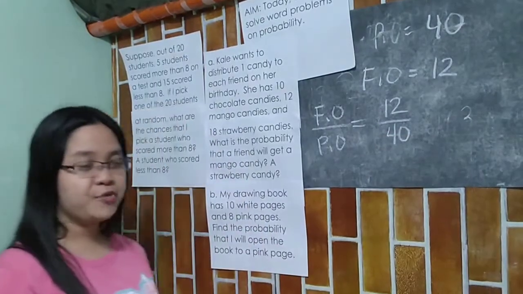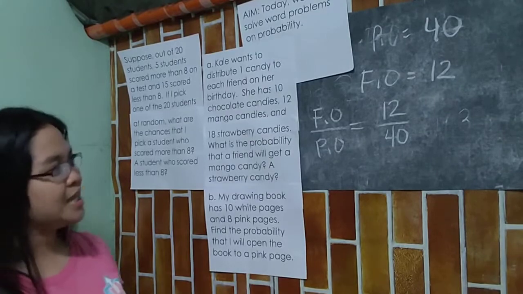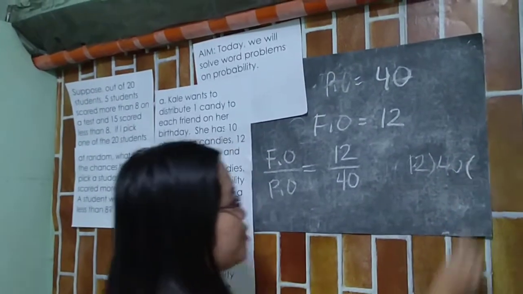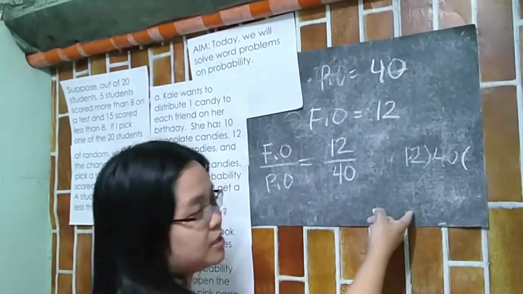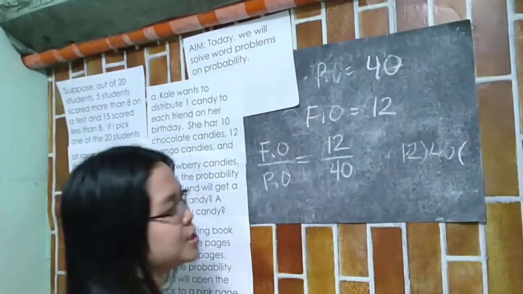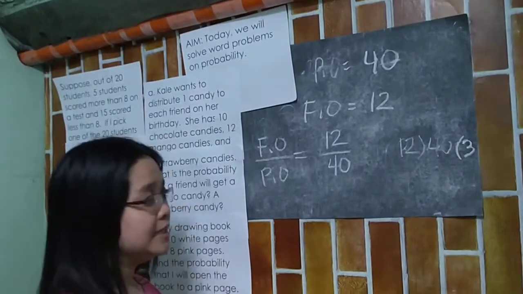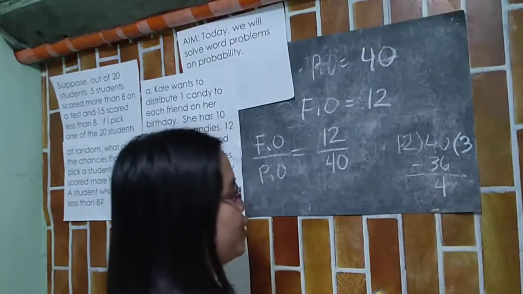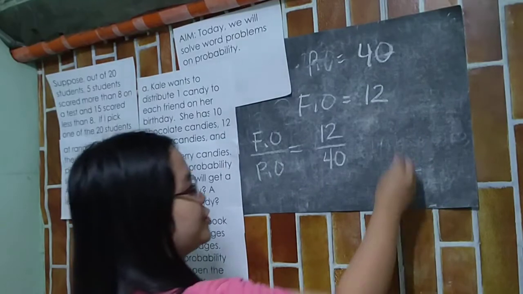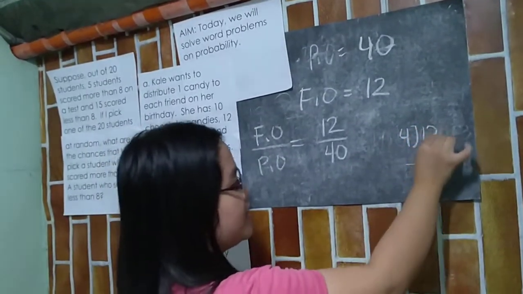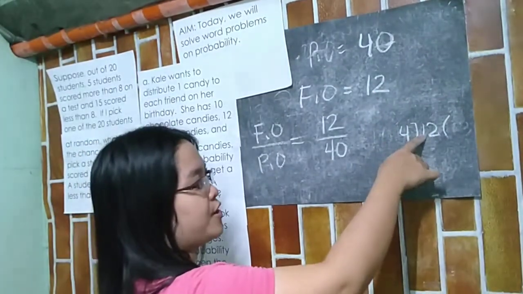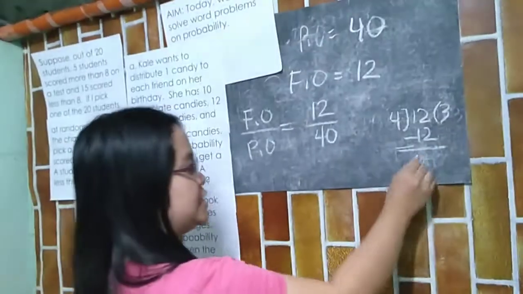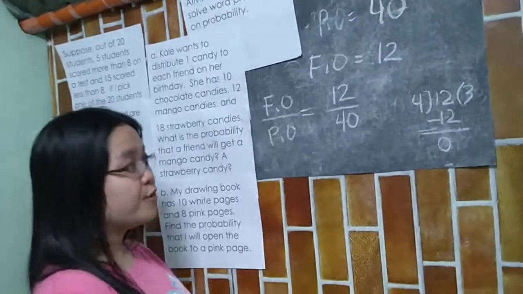So following the formula, number of favorable outcome over number of possible outcome, we have 12 over 40. Now remember, we have to simplify the fraction, especially if needed. So we have to divide 40 by 12. So how many 12s are there in 40? So what I am doing right now is finding the GCF of the two given numbers. So we have 3. 3 times 12 is 36. 40 minus 36 is 4. So our remainder is 4. So use that as our new divisor and then use 12 as our new dividend. How many 4 are there in 12? It's 3. So 3 times 4 is 12. 12 minus 12 is 0. So therefore, the GCF of 12 and 40 is 4.